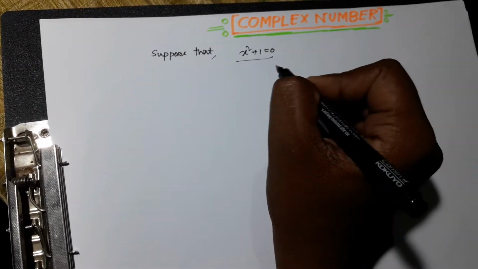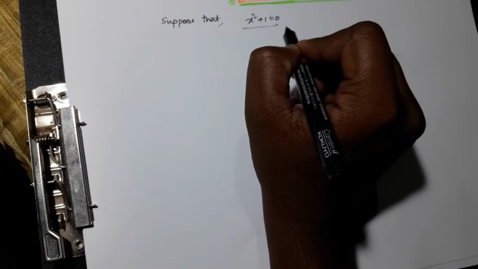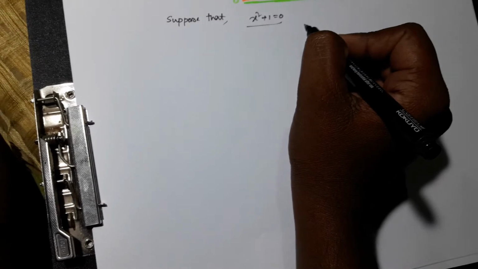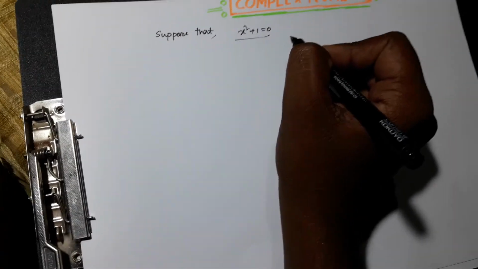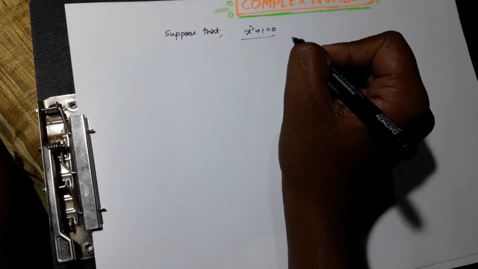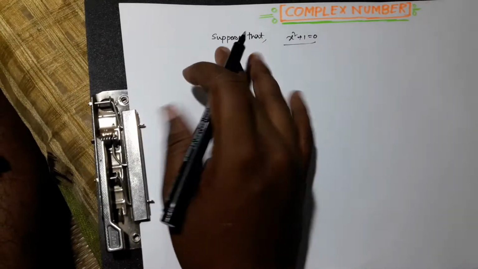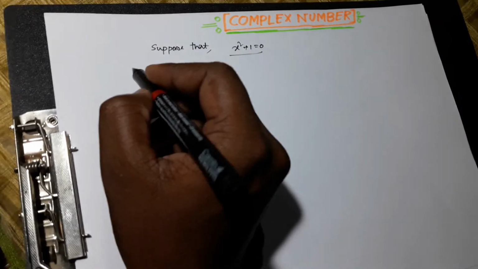Can we solve it in the form of real numbers? No, never. We cannot solve it in the form of real numbers. To solve such types of equation, we need the help of complex number. That's why complex number is important. We are going to discuss it deeply. First of all, we are going to discuss the definition.